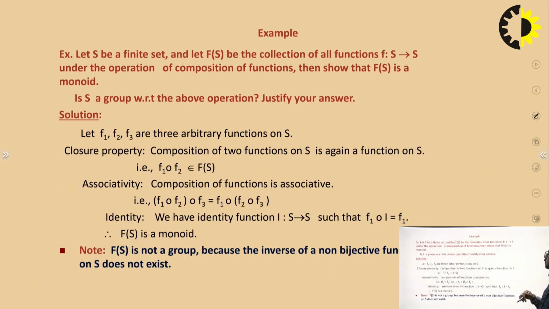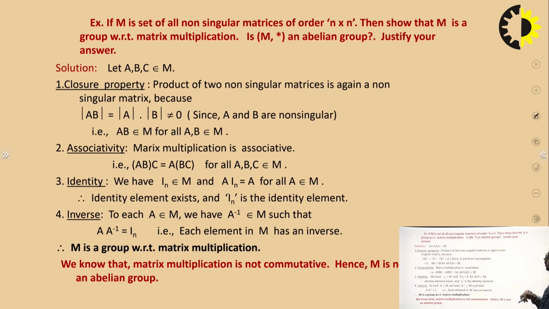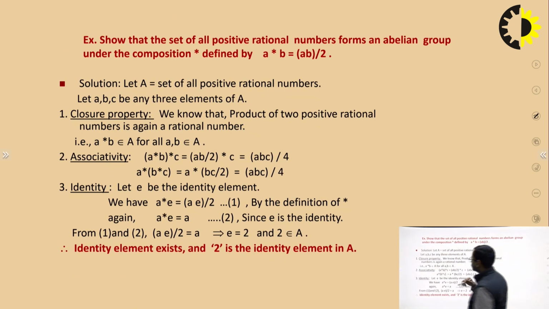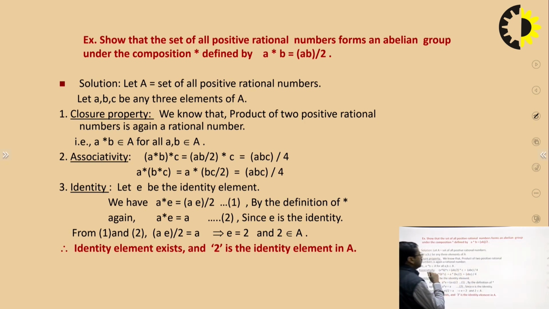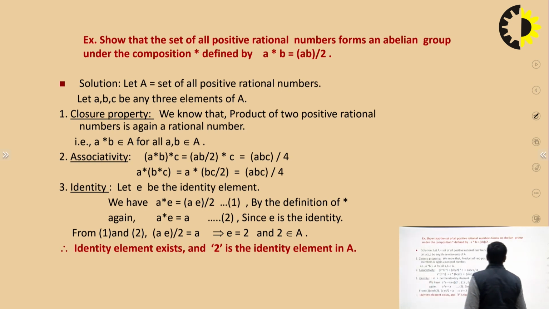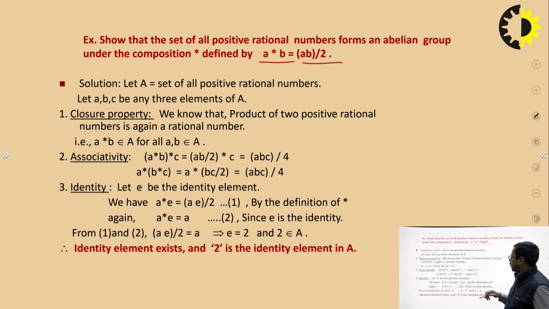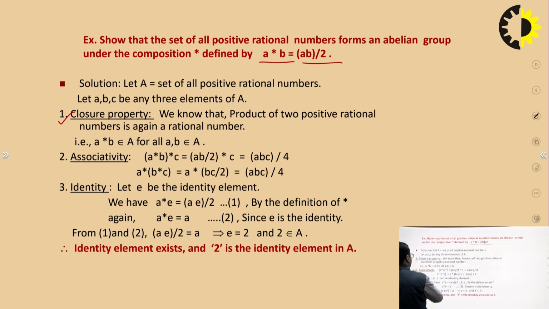The next one is, I will discuss some different types of questions. That one is an important one, basically part of an AKGEC previous year question paper. So the question is, show that the set of all positive rational numbers forms an abelian group under the composition defined by a star b equal to ab upon 2.